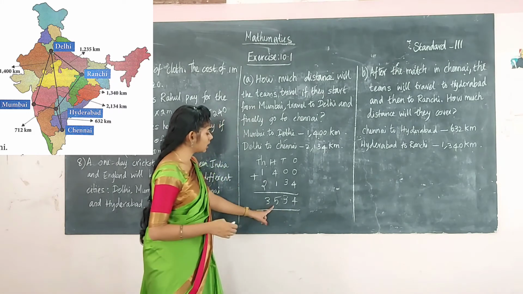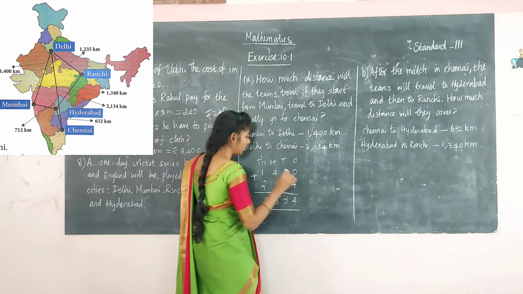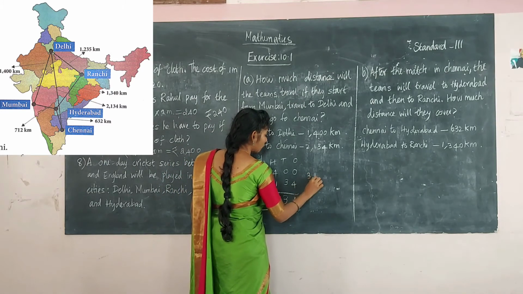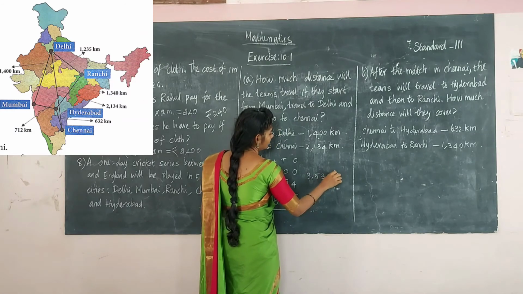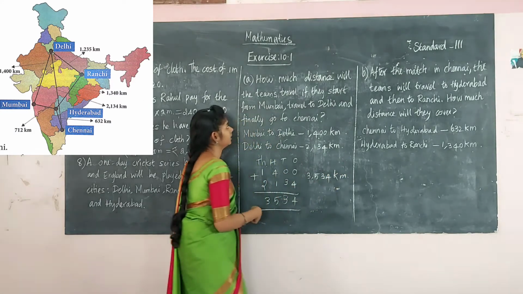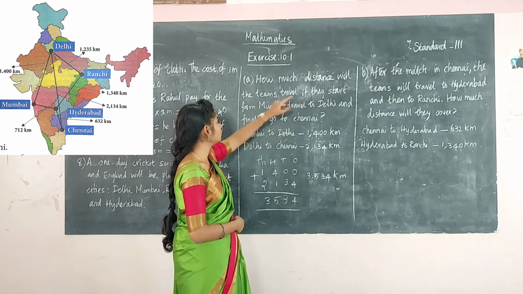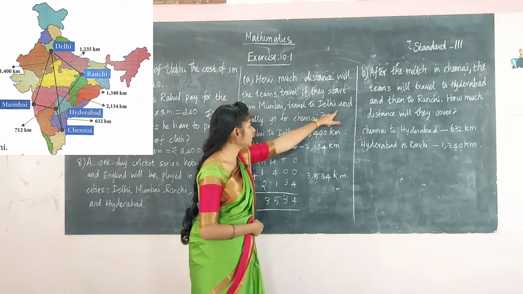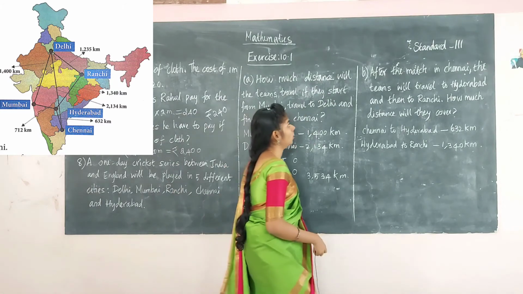So the answer is 3534 kilometers. You have to write it in kilometers. You have to mention that and you have to give the comma in between. Kilometer. They travel 3534 kilometer. First they start from Mumbai and they travel to Delhi and at last finally they go to Chennai. And see the next problem.